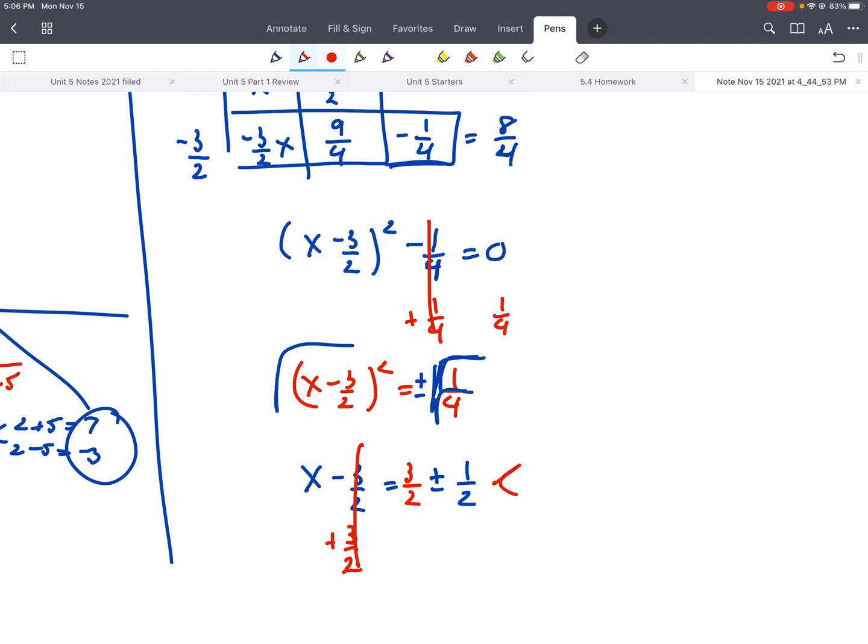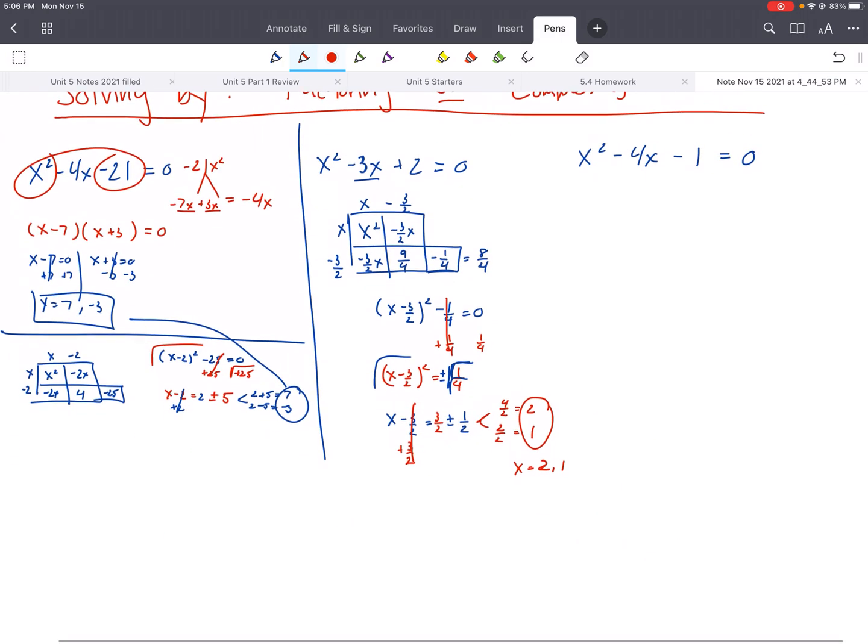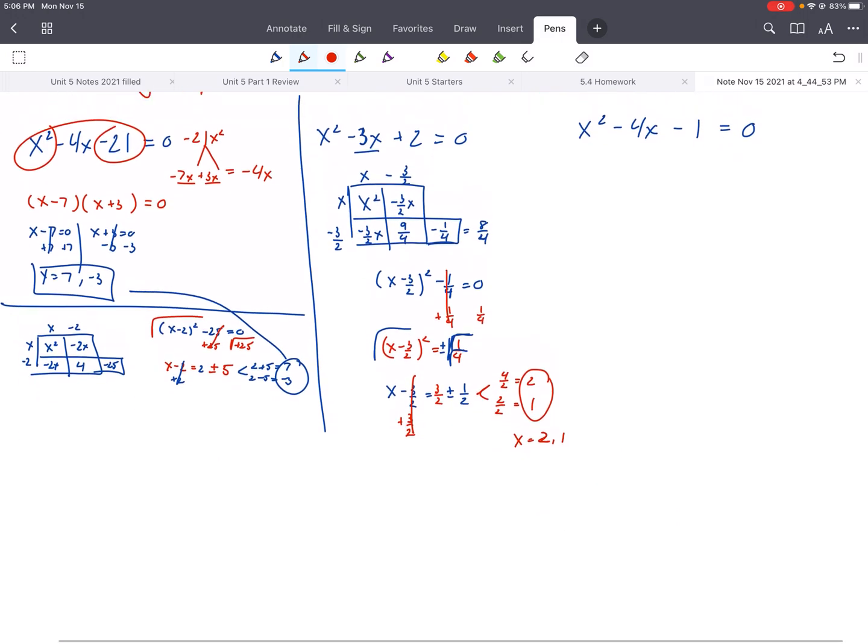And we'd end up getting 3/2 plus a 1/2 gives us 4/2, or 2. And then 3/2 minus a 1/2 gives us 2/2, which is just 1. So our answers are going to be x equals 2, 1, or 1, 2. All right, so that's completing the square when b is odd.